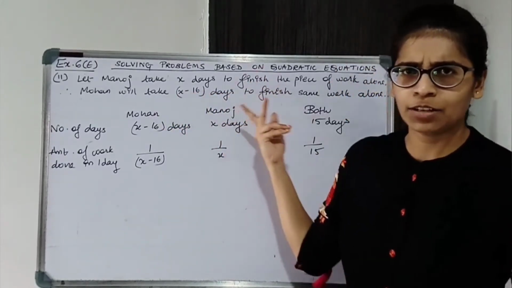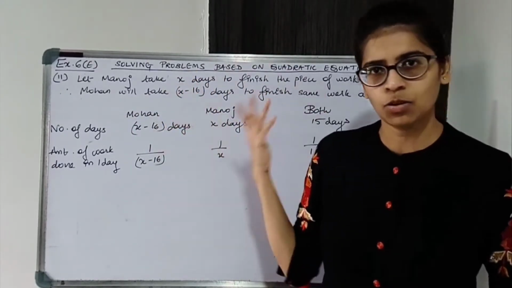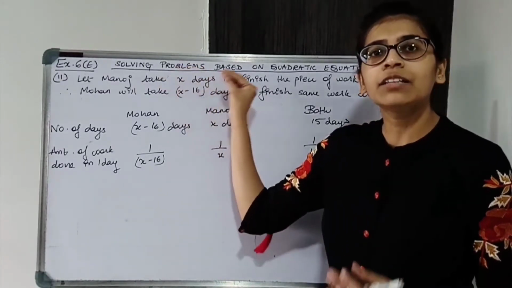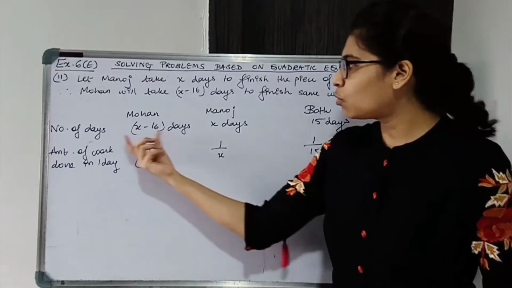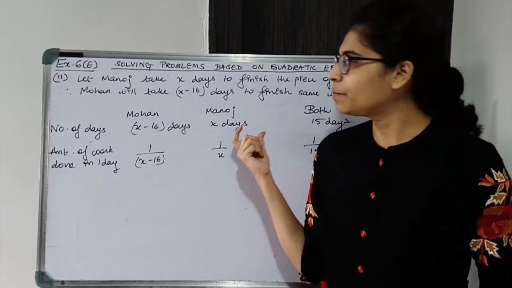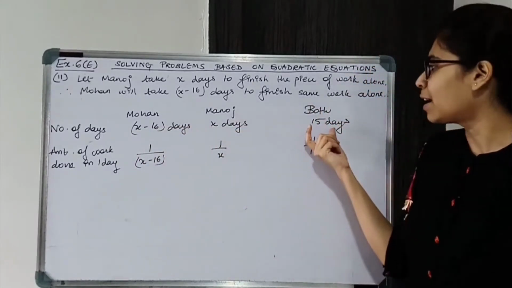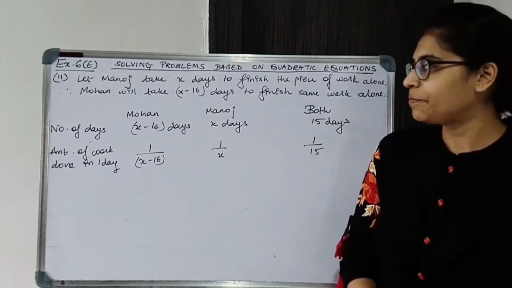You can take the other way around also. Mohan takes x days, so Manoj will be x plus 16 days. You will still get the correct answer. So this is the number of days taken by them to finish the work alone. So again write down in tabular form. Number of days for Mohan x minus 16, for Manoj x, and if both do the piece of work, then it will take 15 days.